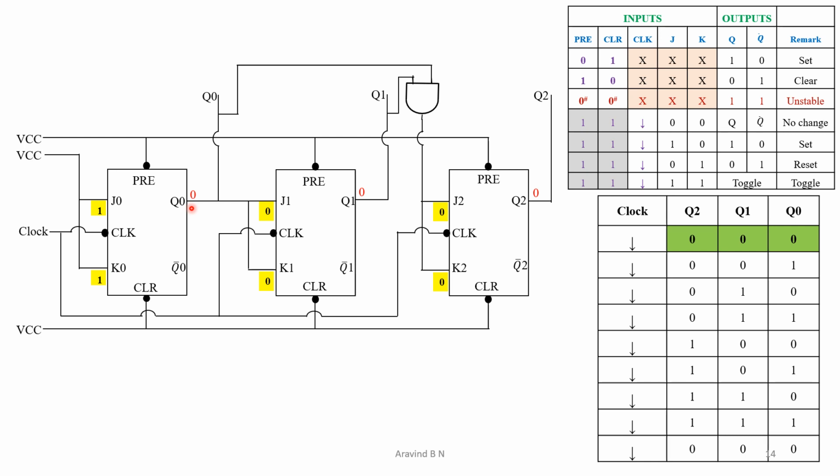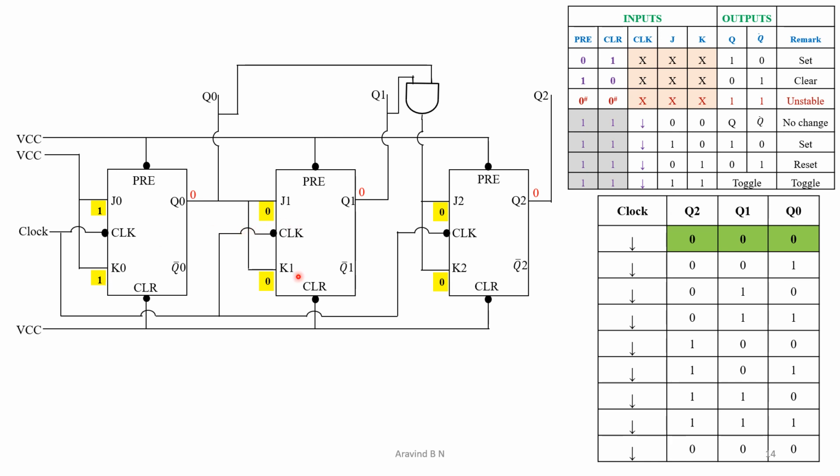So first let us have the initial realization. Let us assume the output is equal to 0. Therefore, we have taken Q0 is equal to 0, Q1 is equal to 0 and Q2 is equal to 0. Then what will be the corresponding inputs to the flip-flops? The very first flip-flop, flip-flop 0, is connected to VCC. Therefore, the value at J0 and K0 will always remain 1. There will be no change at any counting operation, so that will be constant.